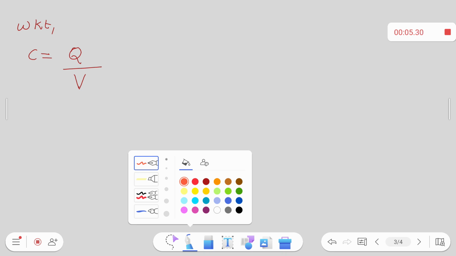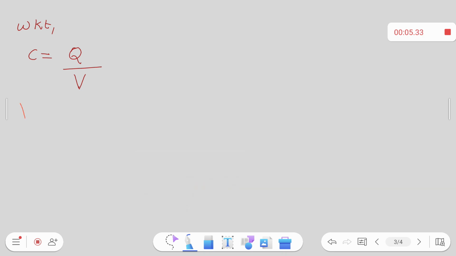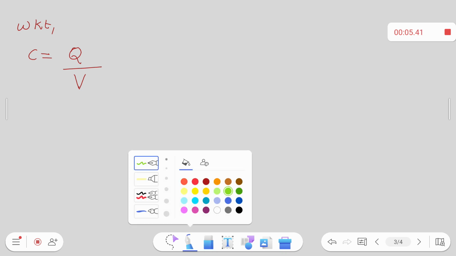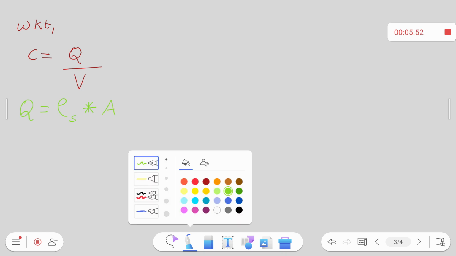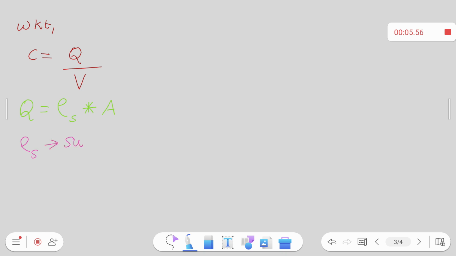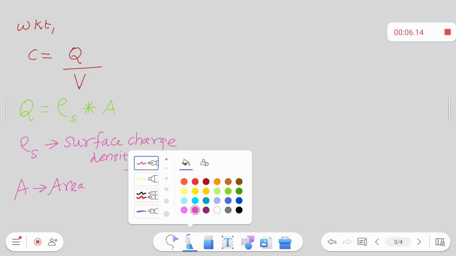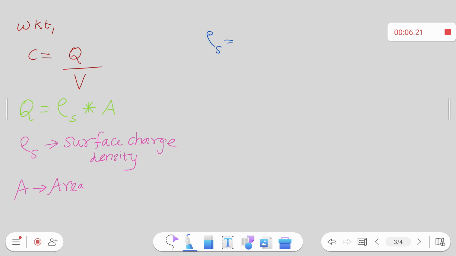Now we have computed V. You need to find what my Q is. The relationship is Q is equal to rho S into A, where rho S is the surface charge density and A is the area.